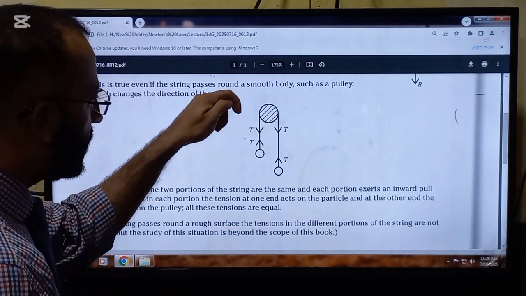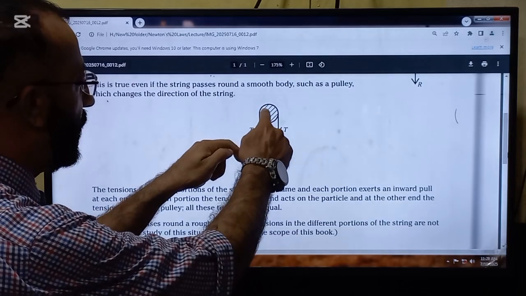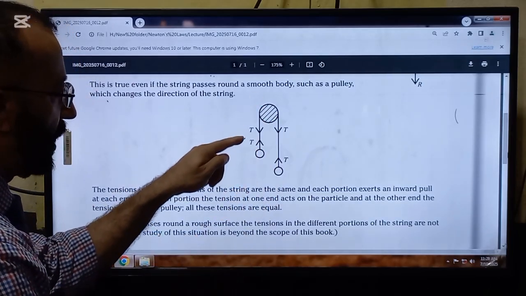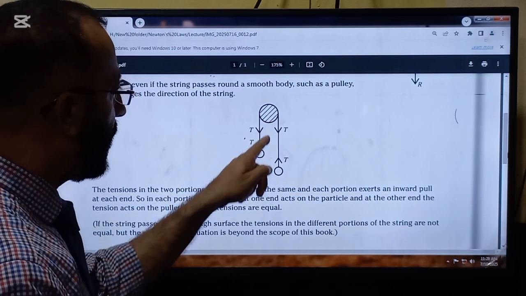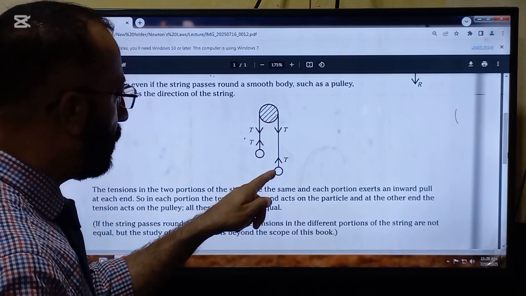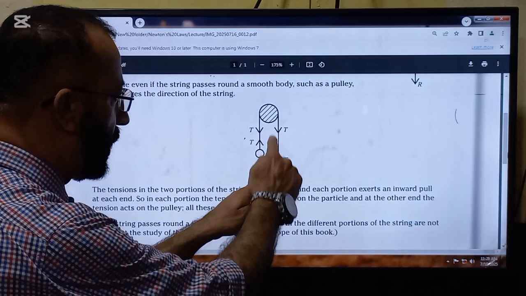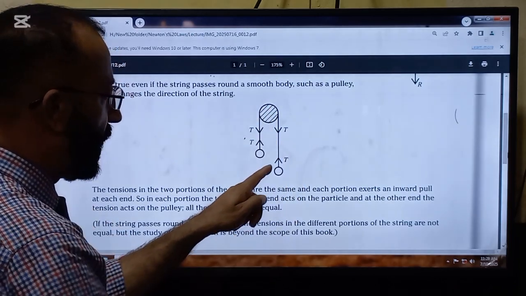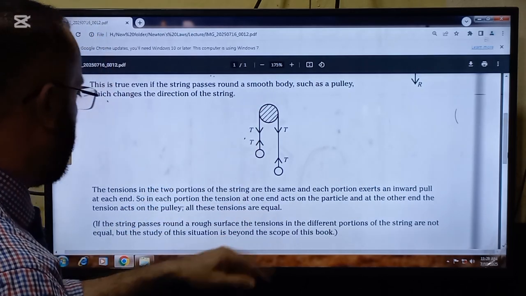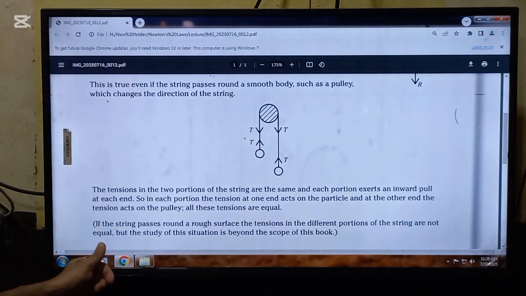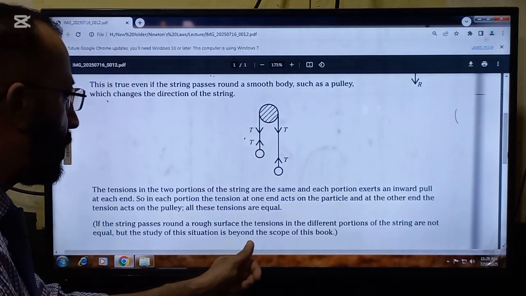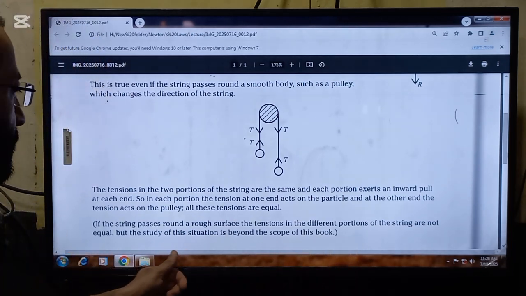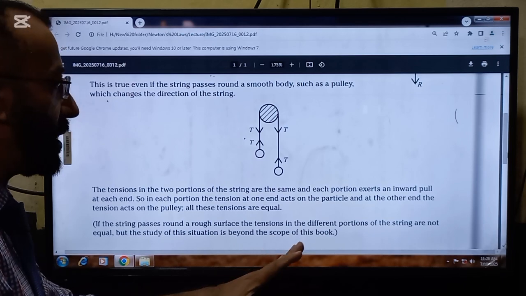So when this is the tension in the string, the pulley is putting an equal tension in this portion of the string also. And if you look at this portion, this body is putting this tension in the string. So in reverse, the pulley will put an equal tension in this direction. If the string passes around a rough surface, the tensions in the different portions of the string are not equal, but the study of this situation is beyond the scope of this book.